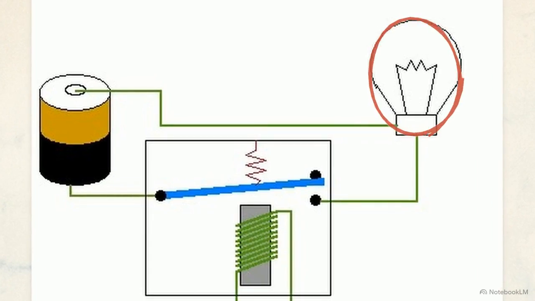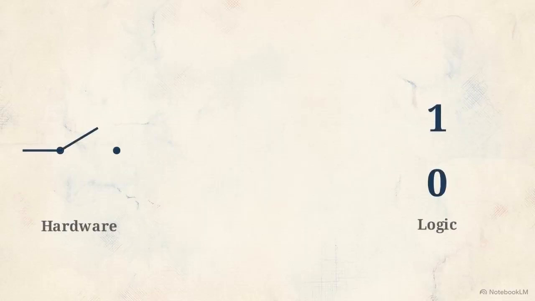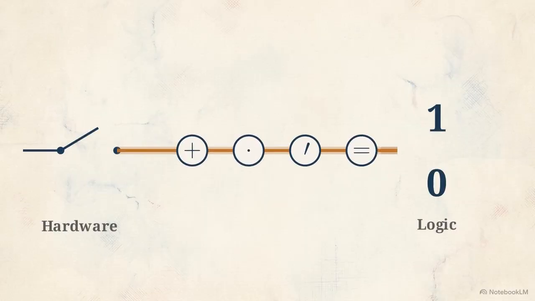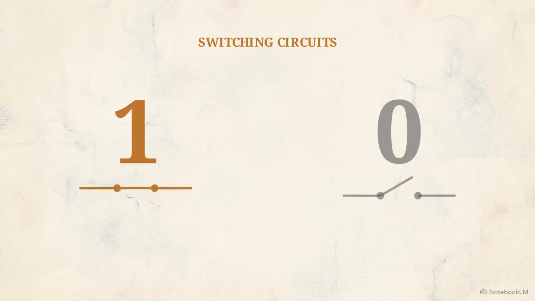He did not invent the relay or binary numbers. Instead, he developed the mathematical translation layer required to connect the two. He repurposed the logic of George Boole, which was originally used in philosophy to evaluate whether statements were true or false, and applied it to the physical on-off states of electricity. By representing hardware as logic, Shannon allowed engineers to calculate the behavior of a circuit before any physical construction began.